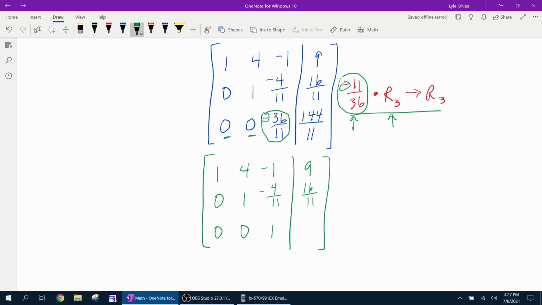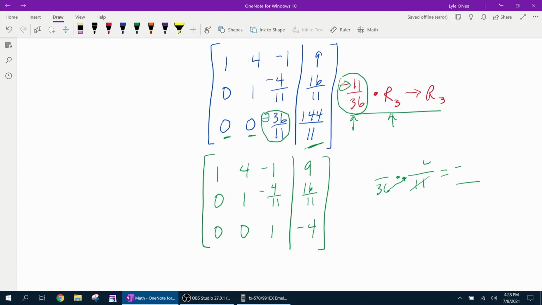And then the last thing we need to do is multiply negative 11/36 times 144 over 11. And we're going to simplify before we multiply. The 11s will cancel. And I need to know if 36 divides into 144 evenly. And it does. 36 goes into 144 4 times. Oh, and don't miss the sign. Negative times the positive makes that a negative. And that is it for the row operation.